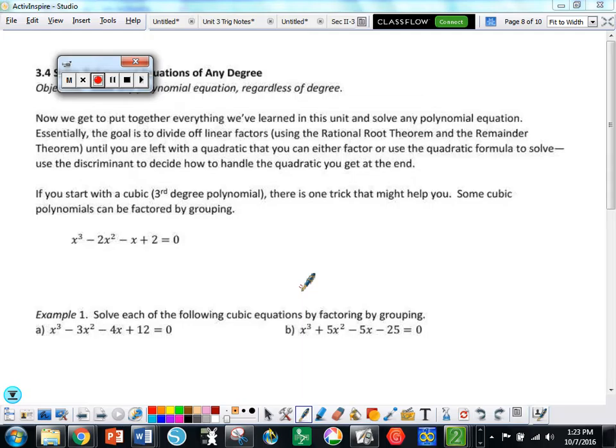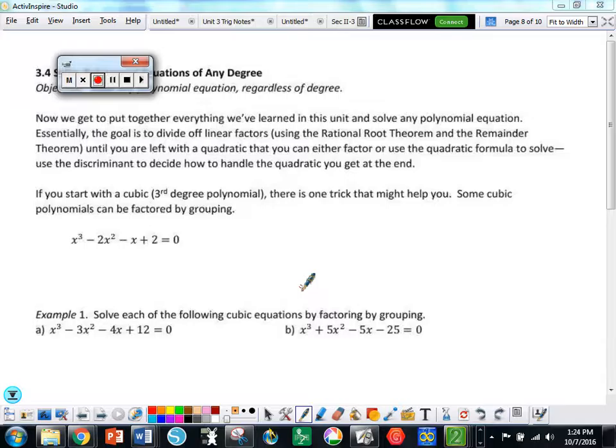Today's kind of the day that we put it all together. On day one, we practiced something like this, where we were just looking for the rational root. Day two, we solved quadratic equations. We found the imaginaries and the square root of 2. Today we're going to put this together where we don't just find the rational, we find all of them.